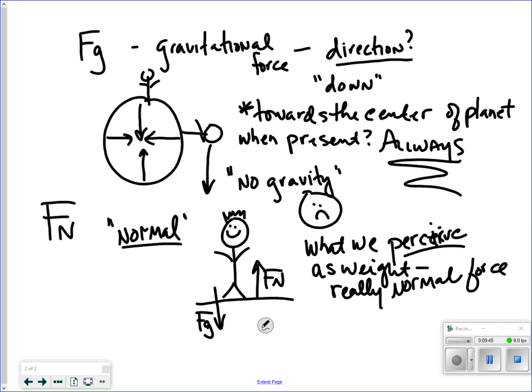So when you talk about somebody in space, in a spaceship floating around, and you say, oh, it's because they're weightless, that's not true. It's because there's no normal force. And the reason there's no normal force is because here's the ship, I don't know why it looks like a piece of bread, but it does.